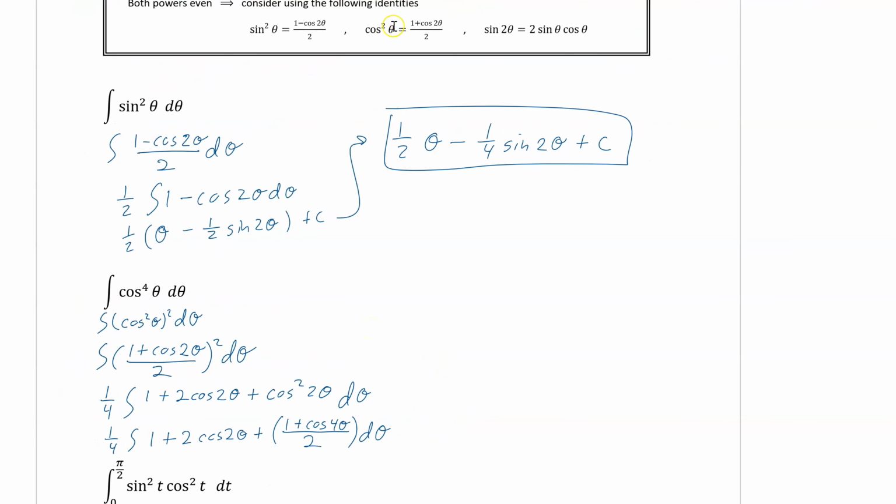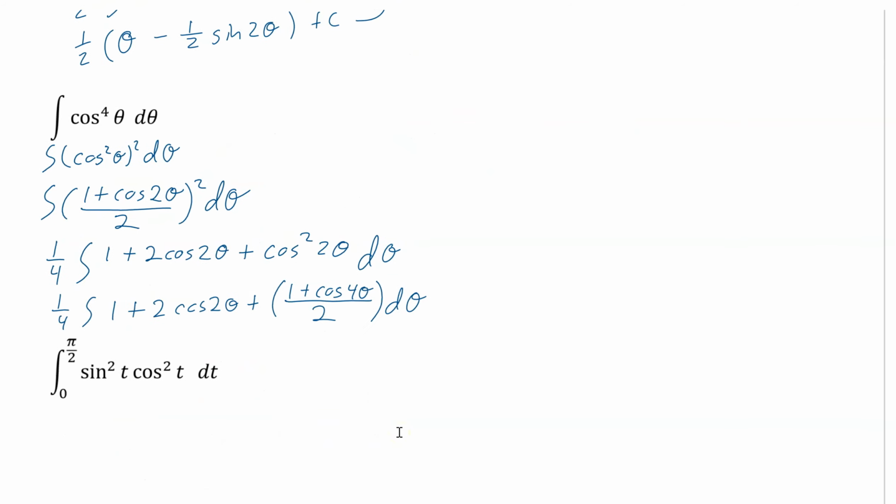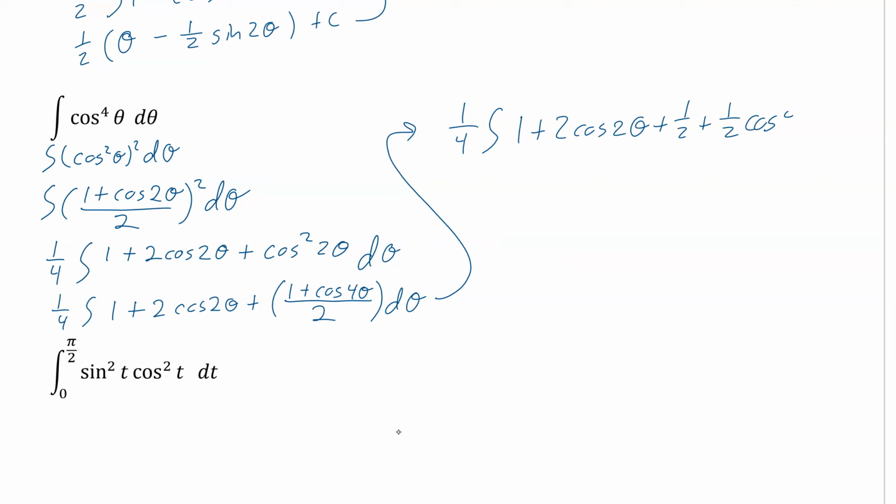So if you look at our little formula right here, you're just plugging in whatever here, whatever you get for this. So if this is theta, we get 2 times theta. If this is 2 theta, we get 2 times 2 theta, which is 4 theta. All right. So we have 1/4. Let me just do some little simplifying now. So 1 plus 2 cosine 2 theta plus 1/2 plus 1/2 cosine 4 theta d theta. And then we're going to add the 1/2 and the 1 together to make 3/2.